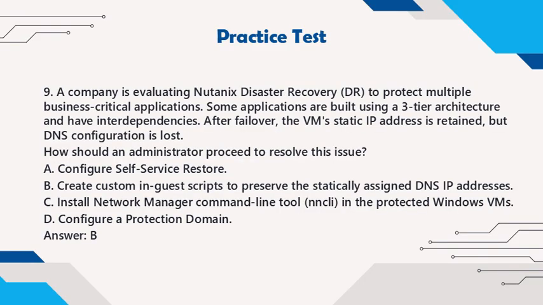9. A company is evaluating Nutanix disaster recovery, DR, to protect multiple business-critical applications. Some applications are built using a 3-tier architecture and have interdependencies. After failover, the VM's static IP address is retained, but DNS configuration is lost. How should an administrator proceed to resolve this issue? A. Configure self-service restore. B. Create custom and guest scripts to preserve the statically assigned DNS IP addresses. C. Install Network Manager Command Line Tool, NMCLI, in the protected Windows VMs. D. Configure a protection domain. Answer: B.